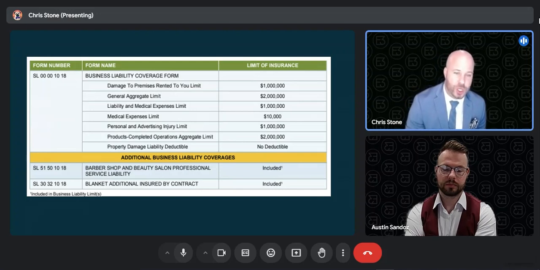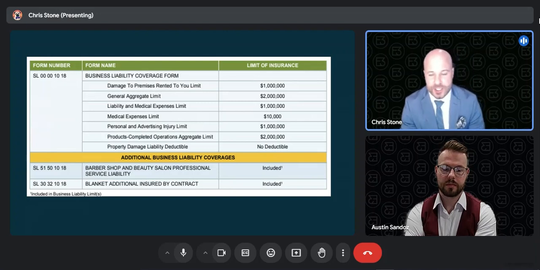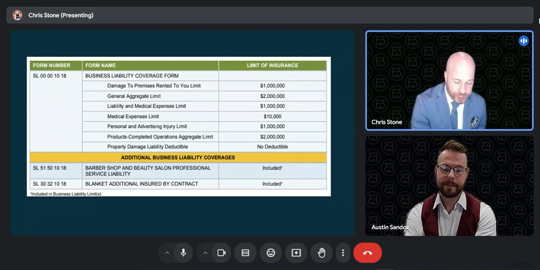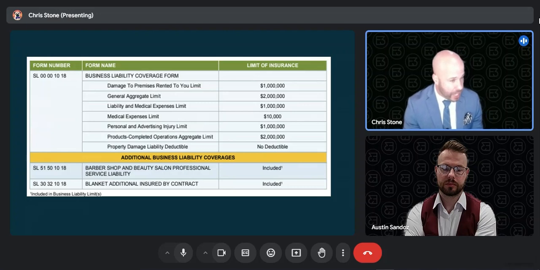Then she's also built on here what's called blanket additional insured by contract. That is when you need to list certain parties as an additional insured onto your policy to prove you have coverage. Typically, you have to pay every time you add another company. With this endorsement, you can add as many in a given year, and there's only one cost.